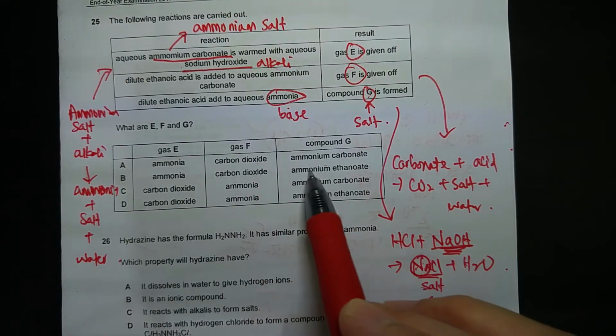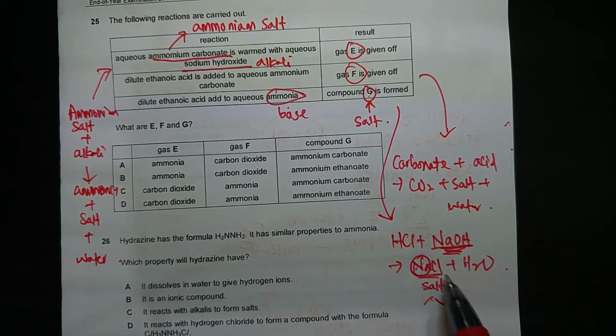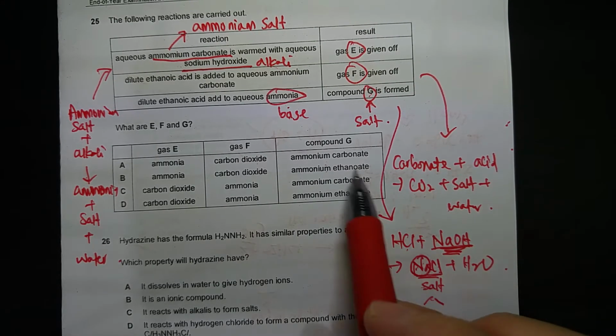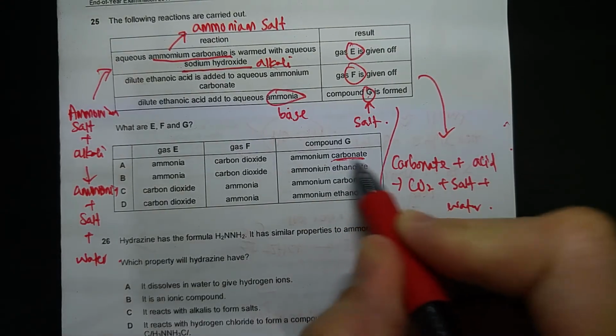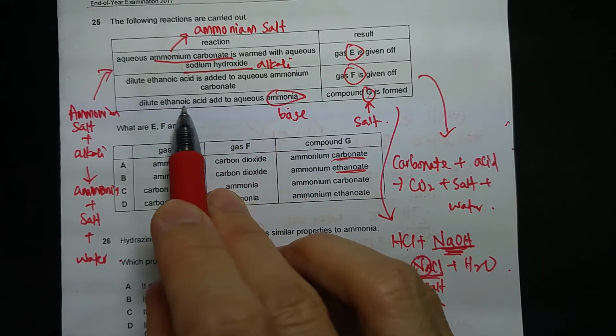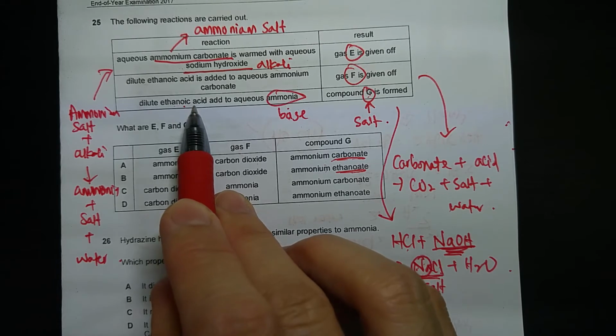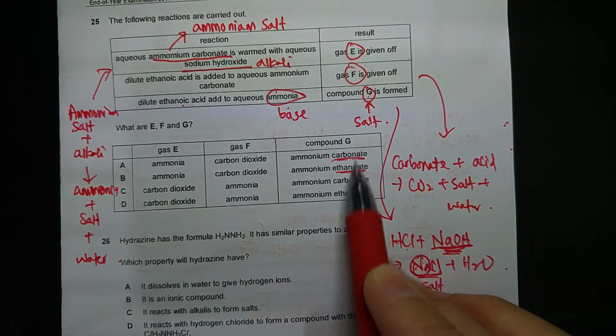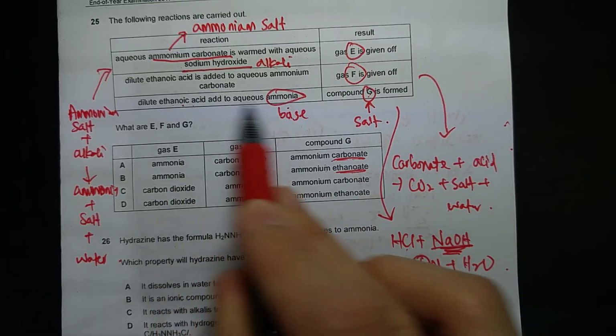So ammonia would give ammonium. How about the negative ion of the salt? It must be from the acid. That means this part must be from the acid. What acid do you use? Ethanoic acid, which means that it must be ethanoate. Cannot be carbonate. Where does the carbonate come from?